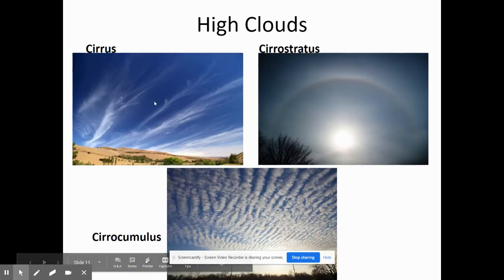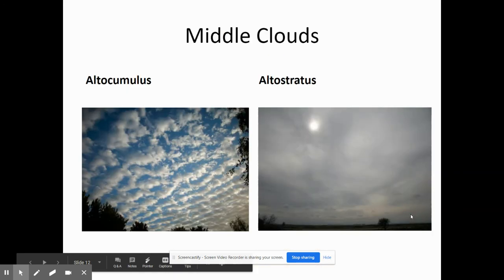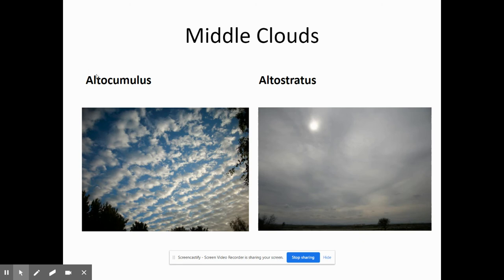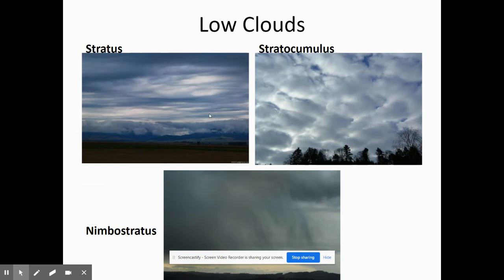Okay, here are some pictures of cirrus clouds. Cirrus, cirrostratus, and cirrocumulus. Very pretty. Altocumulus and altostratus clouds. Okay. We have stratus. Okay, your low-level clouds. Stratocumulus, and those look like a bunch of cumulus piled together, right? And nimbostratus.